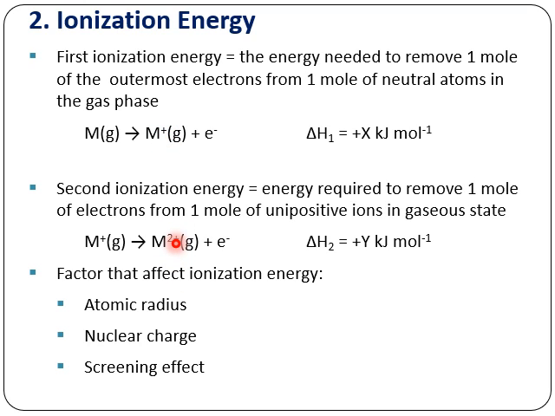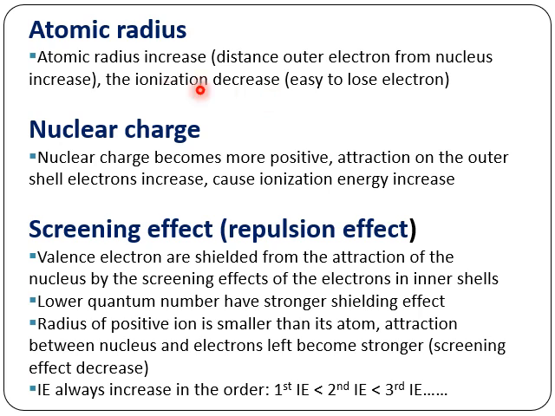The factors that affect ionization energy are atomic radius, nuclear charge, and also the screening effect. As atomic radius increases, the outer electron is farther from the nucleus, so ionization energy decreases. As nuclear charge becomes more positive, the attraction of the outer shell electron increases, causing ionization energy to increase. Screening effect means the repulsion effect.